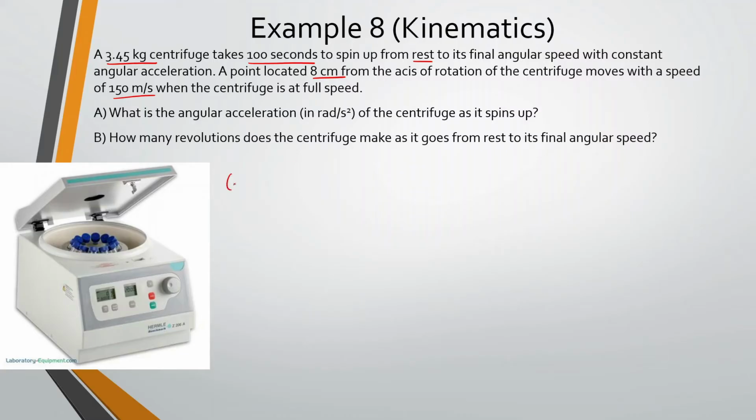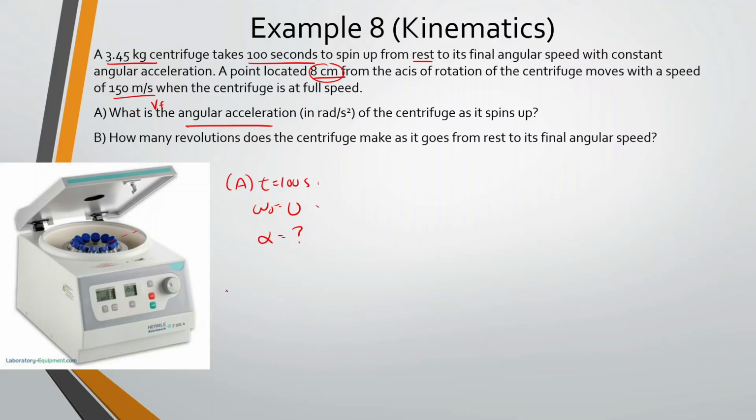Okay, so let's see what we know. We know time, 100 seconds. We know it spins from rest, so omega initial is 0. And what we're looking for is the angular acceleration. We only have 2 pieces of information for the kinematics, and we need one more. We have the final velocity and the 8 centimeters, so we can use that to find omega final.